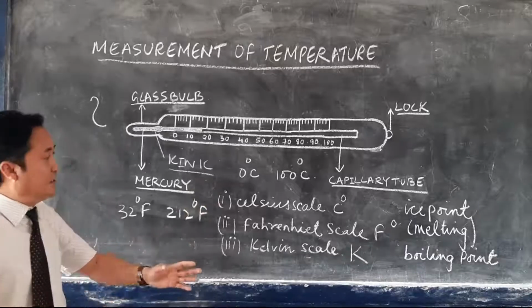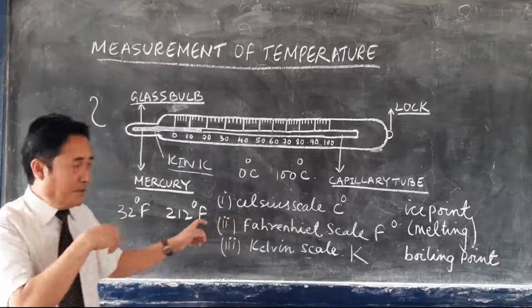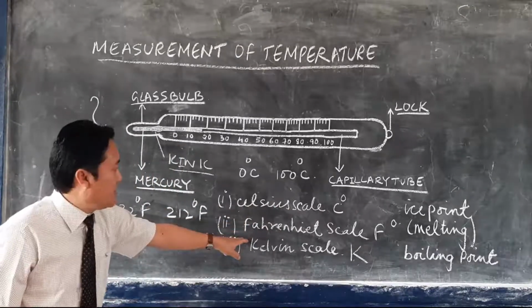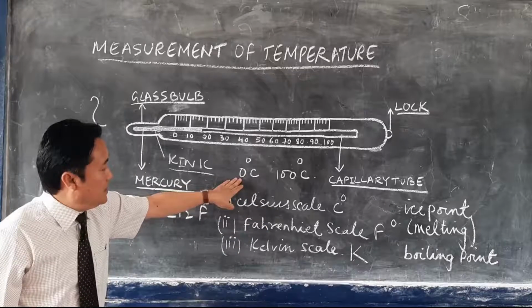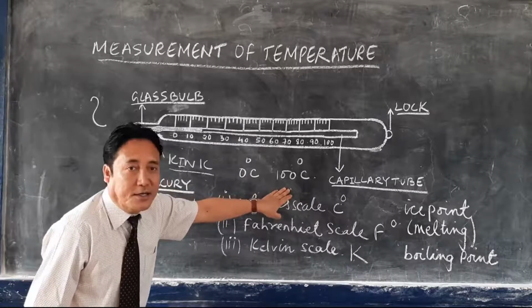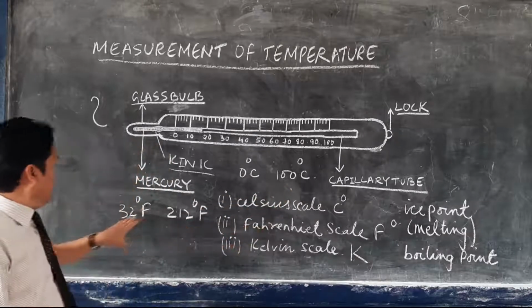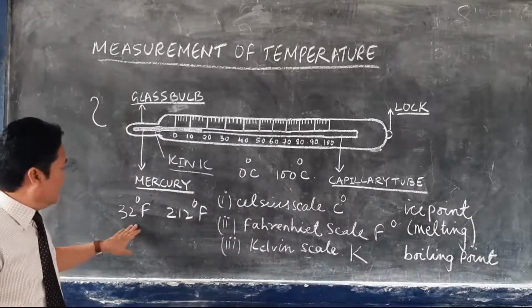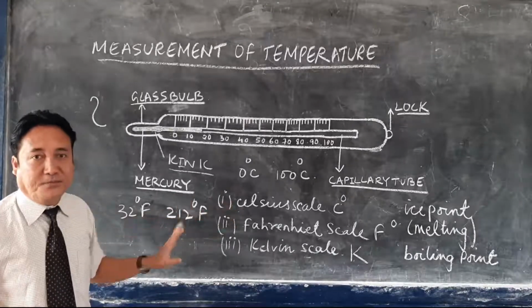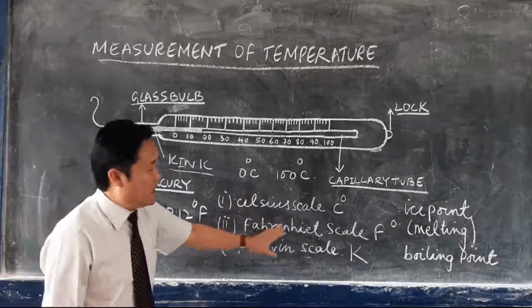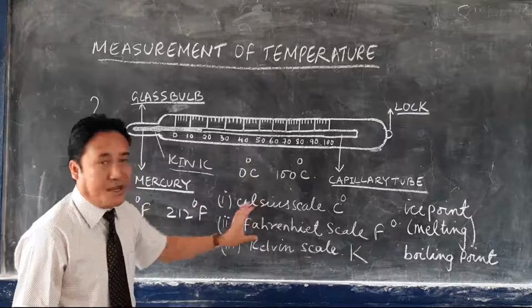So there is a difference between the Celsius scale and the Fahrenheit scale. In the Celsius scale, the lower fixed point is 0 degrees Celsius and the upper fixed point is 100 degrees Celsius. In the Fahrenheit scale, the lower fixed point is 32 degrees Fahrenheit and the upper fixed point is 212 degrees Fahrenheit. So these are the two scales in which we can measure.